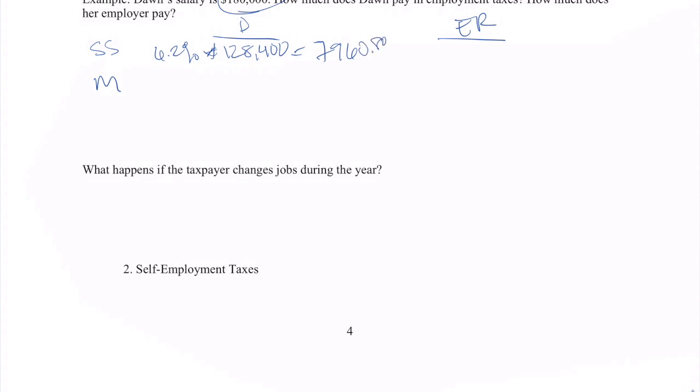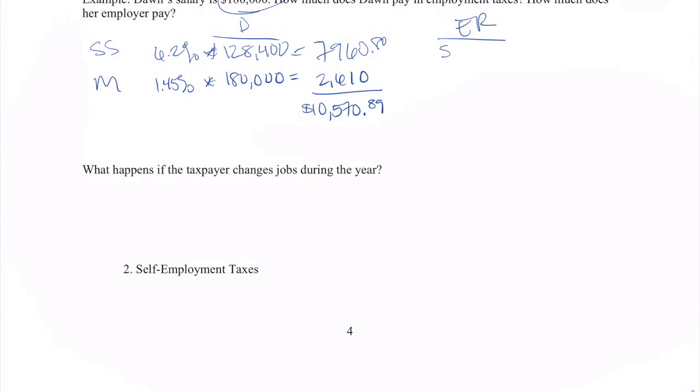Which means her Social Security component is $7,960.80. For the Medicare portion, it's on the entire amount. She doesn't make so much that she has the higher rate, so it's 1.45% times the full $180,000, which is $2,610. Her total in employment tax is the sum of those two, $10,570.80.